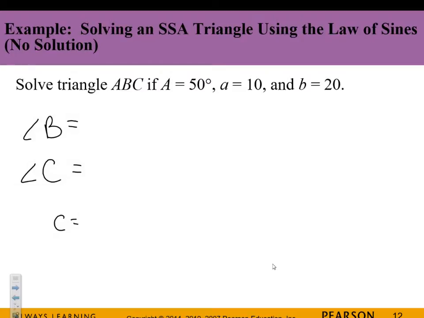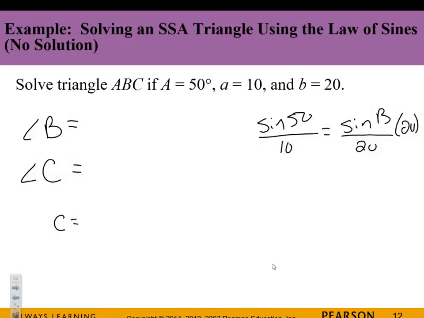So it looks like I can try to go for sine, right? So I've got 10 over sine 50 equal to 20 over sine B. Oh wait, you can divide it all by 20. I'm going to save myself some time. And remember that other version I told you guys about? I'm going to write it that way: sine 50 over 10 is equal to sine B over 20.